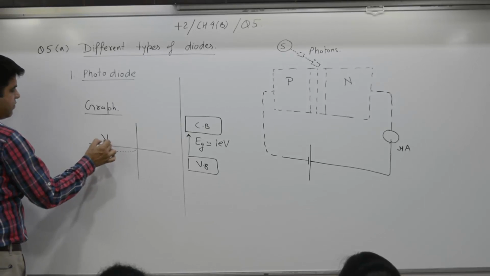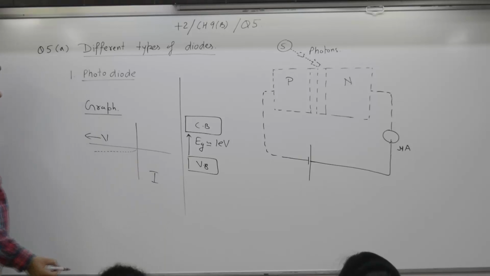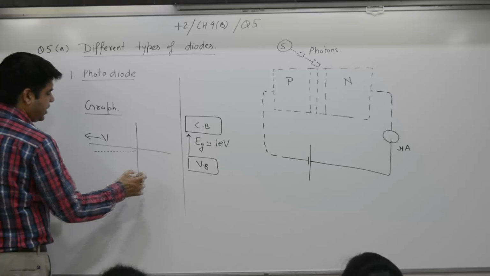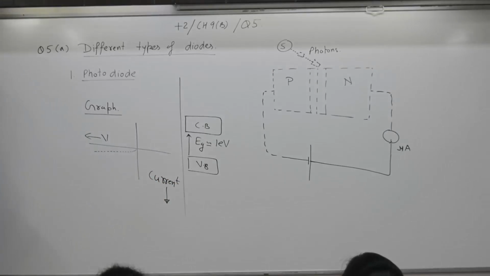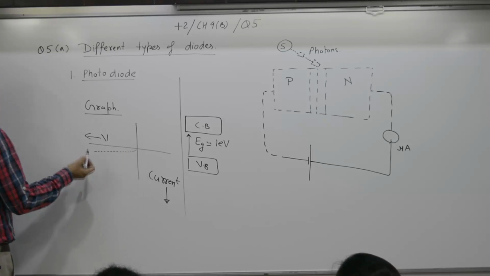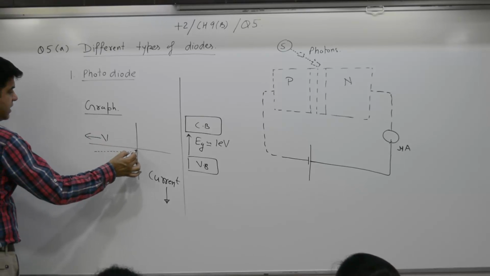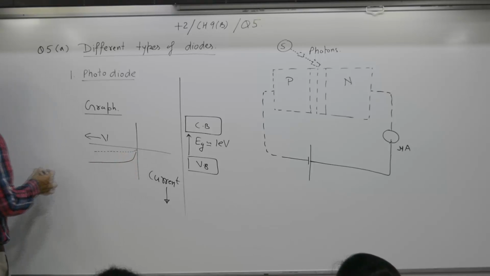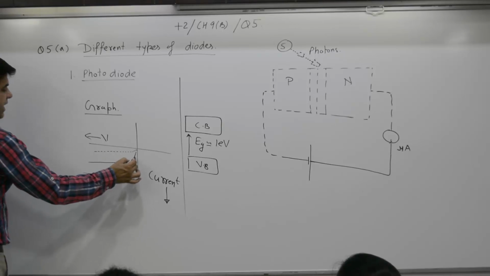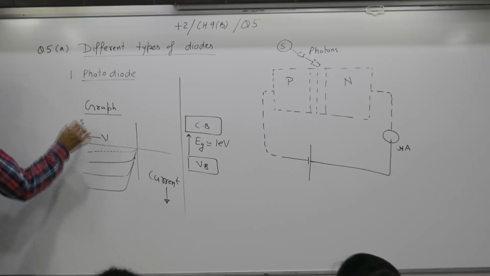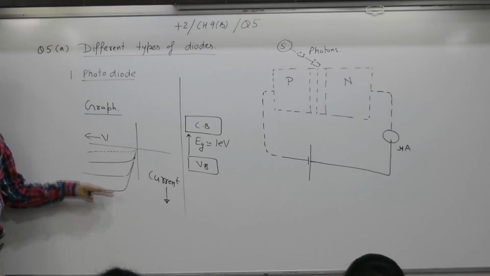VI graph. This is the voltage. This is current. To avoid confusion, I write it, because the symbol for current is I, and the symbol for intensity is also I. I1 is for a certain intensity. If you increase the intensity, then current will also increase. You further increase the intensity, current will increase. As you keep on increasing the intensity, this graph will shift, in this case, downwards.